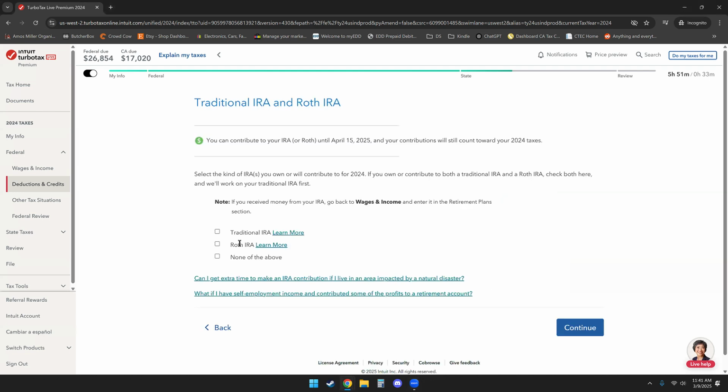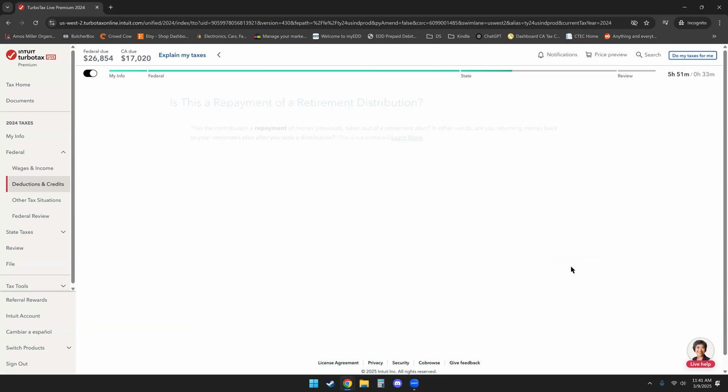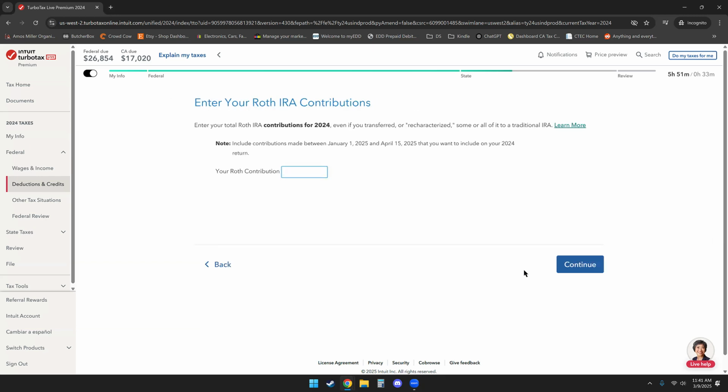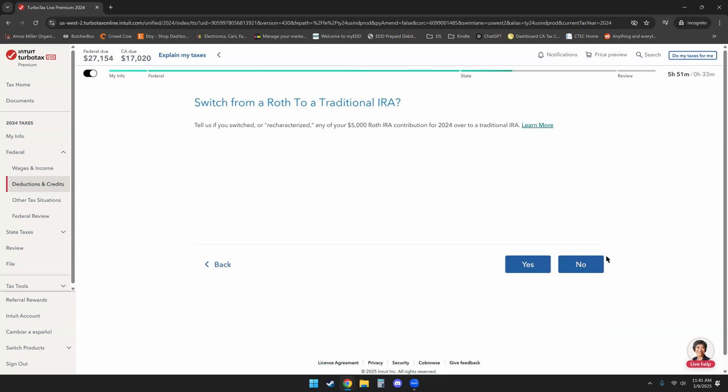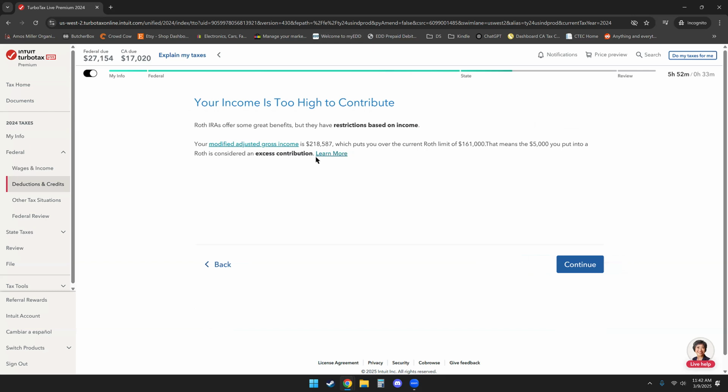And let's see what that looks like. So if I go to Roth IRA and I say that I contributed, and yes, I did. This is not a repayment. And I contributed $5,000. No, I did not switch or recharacterize any of it. For simplicity's sake, I'm going to say I did not open it before 2024. That's my Roth value. And you can see here, it's telling me I made $218,000.